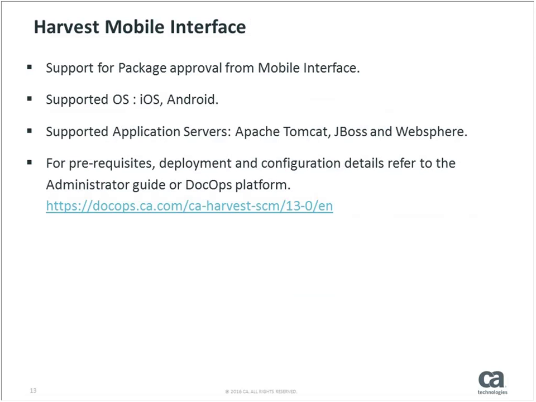And next, I would like to discuss the Harvest mobile interface. SCM supports package approval from the mobile interface, and the supported OS includes iOS and Android. And supported application servers are Apache Tomcat, JBoss, and WebSphere. To know more about prerequisites, deployment, and configuration details, please refer to the Administrator Guide, or you can also refer to the mentioned Docops link.